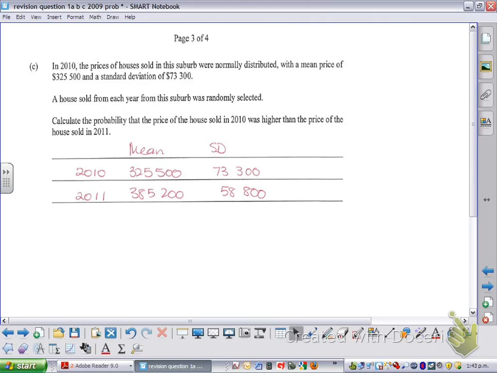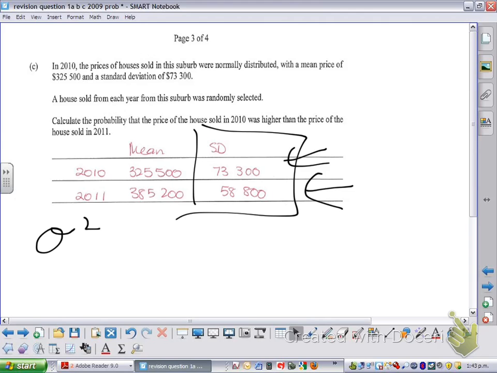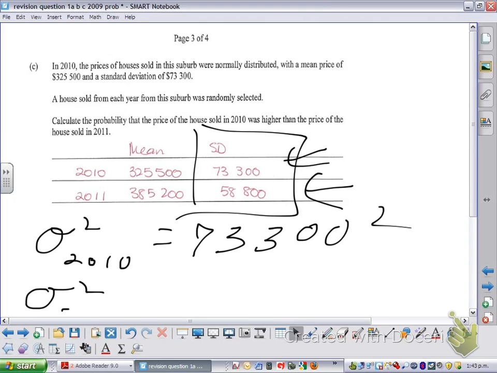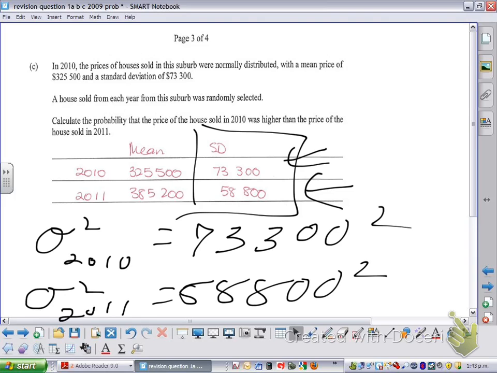Now, the problem comes when dealing with the standard deviation, because you can't use the standard deviation of individual variables. You've got to find the variance of each one of those and then revert back to standard deviation. So this is how it works. So basically, I've got to find variance, which is standard deviation squared, for 2010, which is just simply taking 73300 and squaring it. And then I've got to do the same thing with 2011. I've got to square it, 58800 squared. And so I'm going to square those.